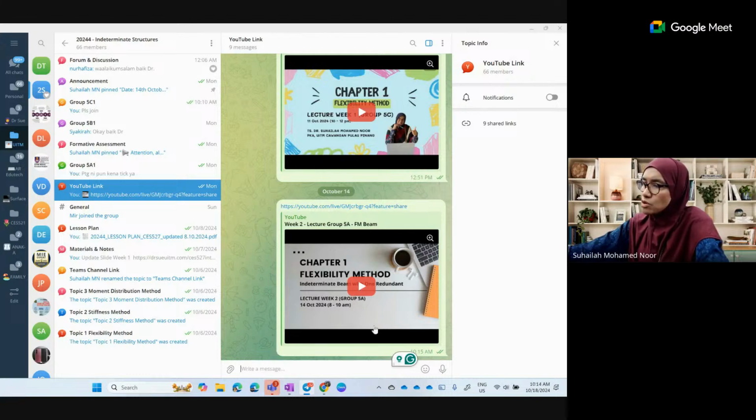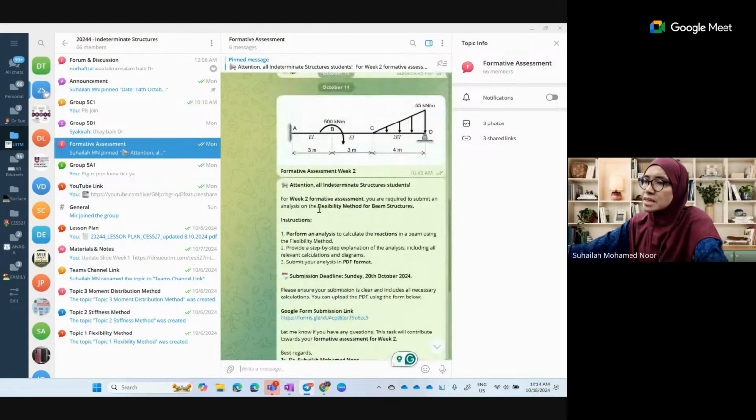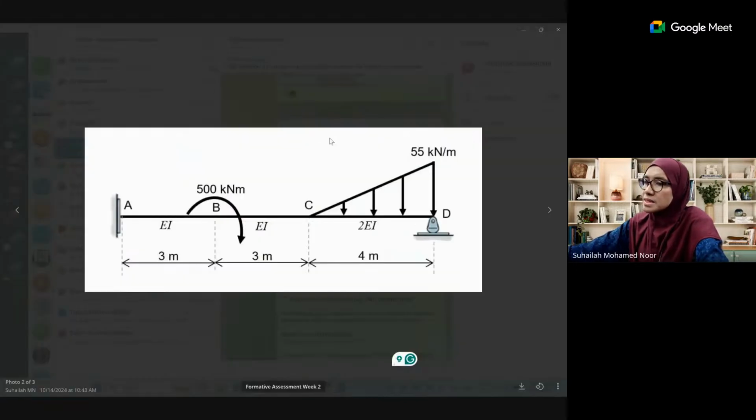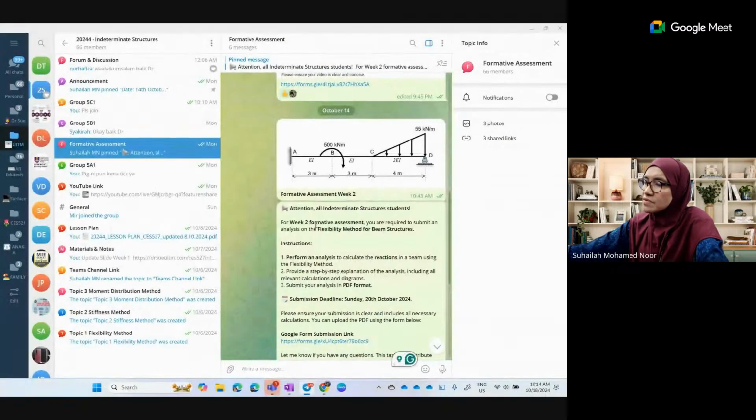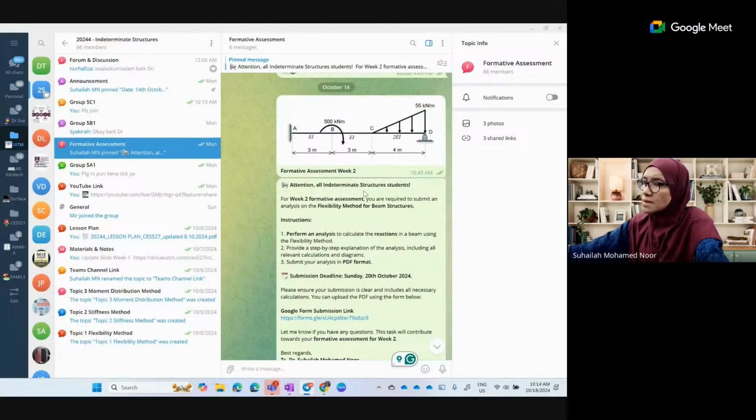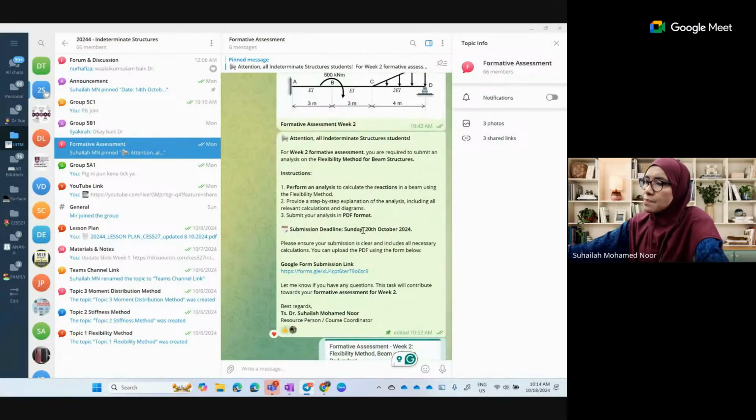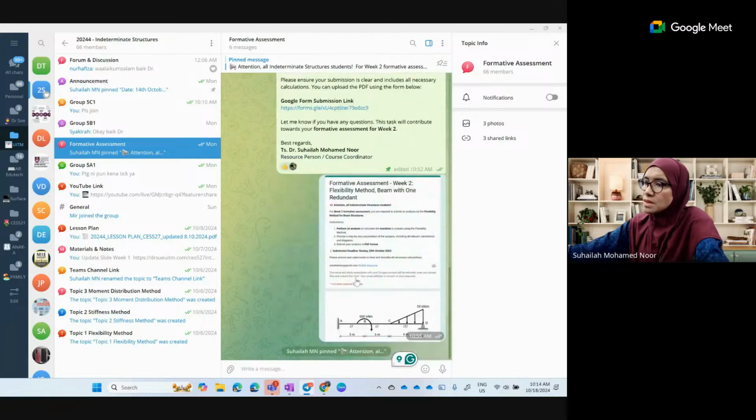In this video, that is why, under the formative assessment I assigned since last Monday, this is the question: a beam with one redundant, four unknown reactions here. This is the formative assessment for you to do this week. The instruction is you submit this Sunday. The form and the video are here.